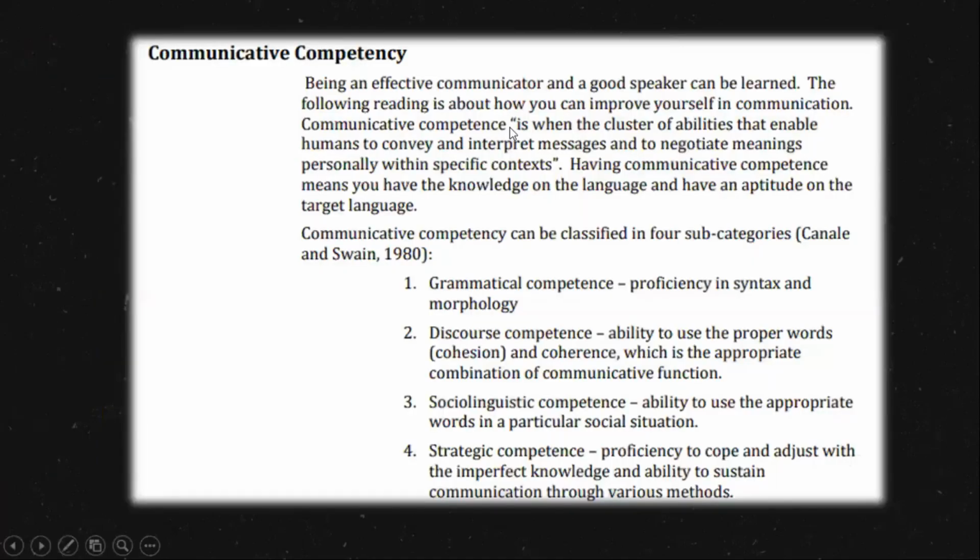Okay, so next is communicative competence. Being an effective communicator and a good speaker can be learned. So it's how competent we are in terms of communicating. The following reading is about how you can improve yourself in communication. Communicative competence is the cluster of abilities that enable humans to convey and interpret messages and to negotiate meanings personally within a specific context.